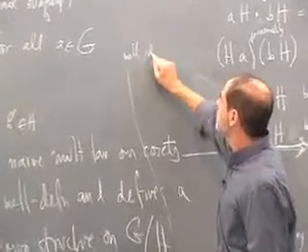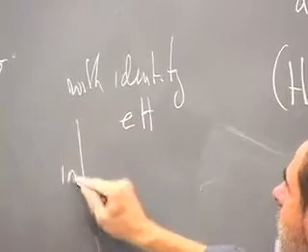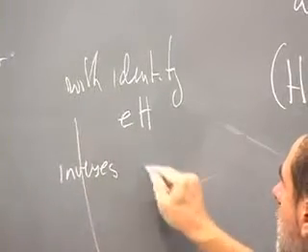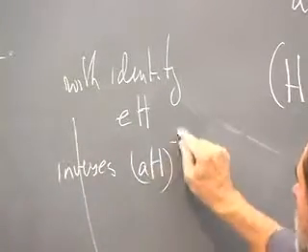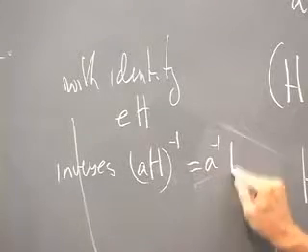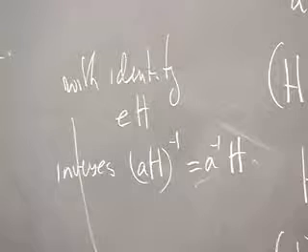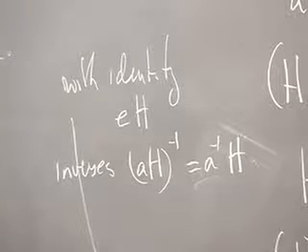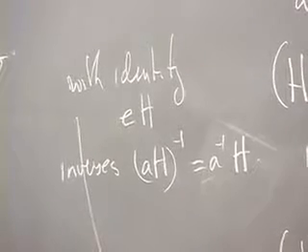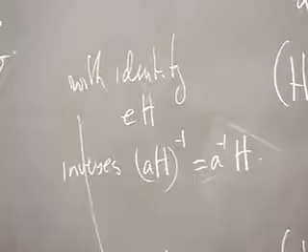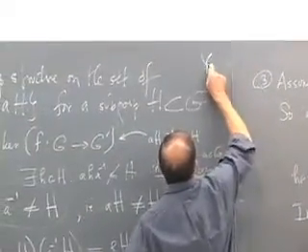It defines a group structure on G mod H with identity, the coset EH, and inverses: (AH) inverse is equal to the coset A inverse H. So that you have to check. So that's the answer in general. You can make a group structure on the set of all cosets for a subgroup if and only if H is normal.